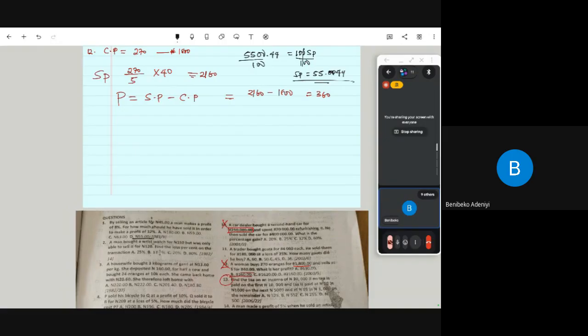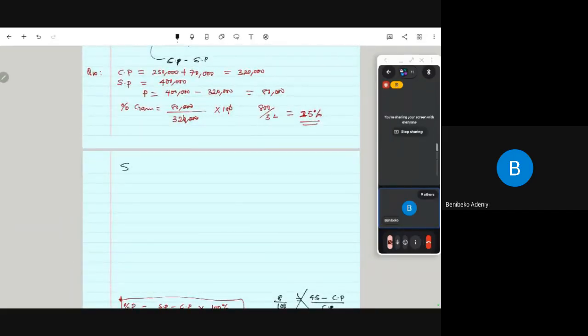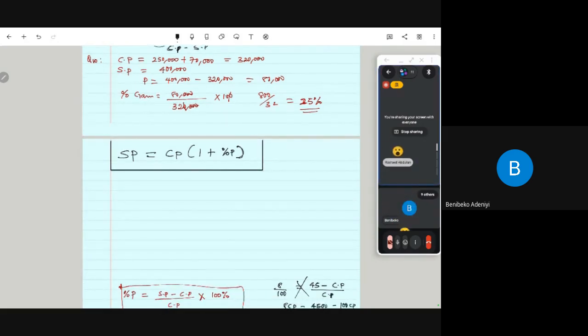Now, there's a simple formula that relates selling price, cost price, and percent profit. That will make it very, very easy. Seamless, no stress. And that formula is this. The formula is SP equals CP times 1 plus percent profit. Tested and trusted.